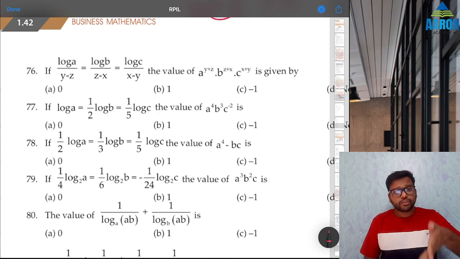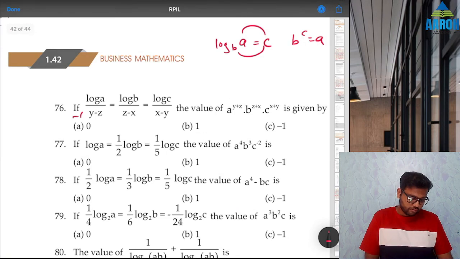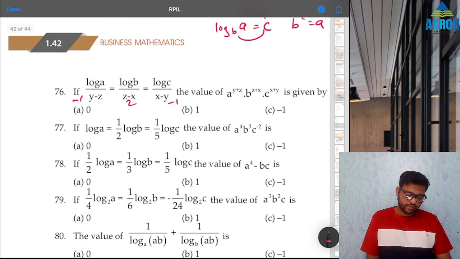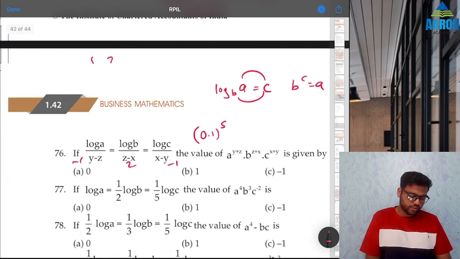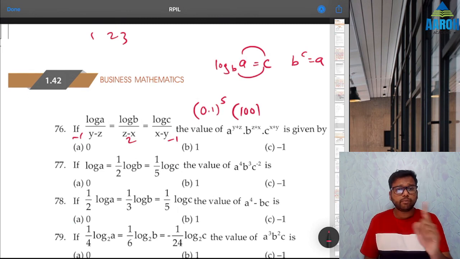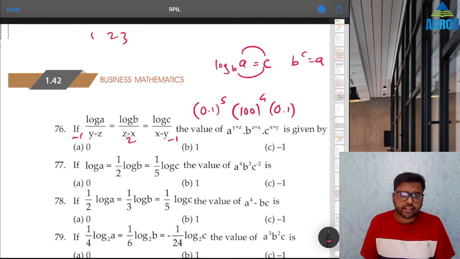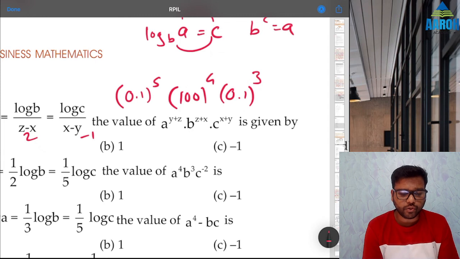76. Let's assume same things, x, y, z as 1, 2, 3. So the denominator is also the same, so it is going to be again minus 1, 2 and minus 1. Again abc is going to be the same, 0.1, 100 and 0.1. So we have a raised to y plus z. Okay, y plus z is 5, 1, 2, 3, right? So y plus z is 5. B is 100, 100 raised to z plus x, which is 4. And again c, 0.1 raised to x plus y, which is 3. Okay, and we can do this on a calculator also. 100 raised to 4, 100 into equal to 3 times.